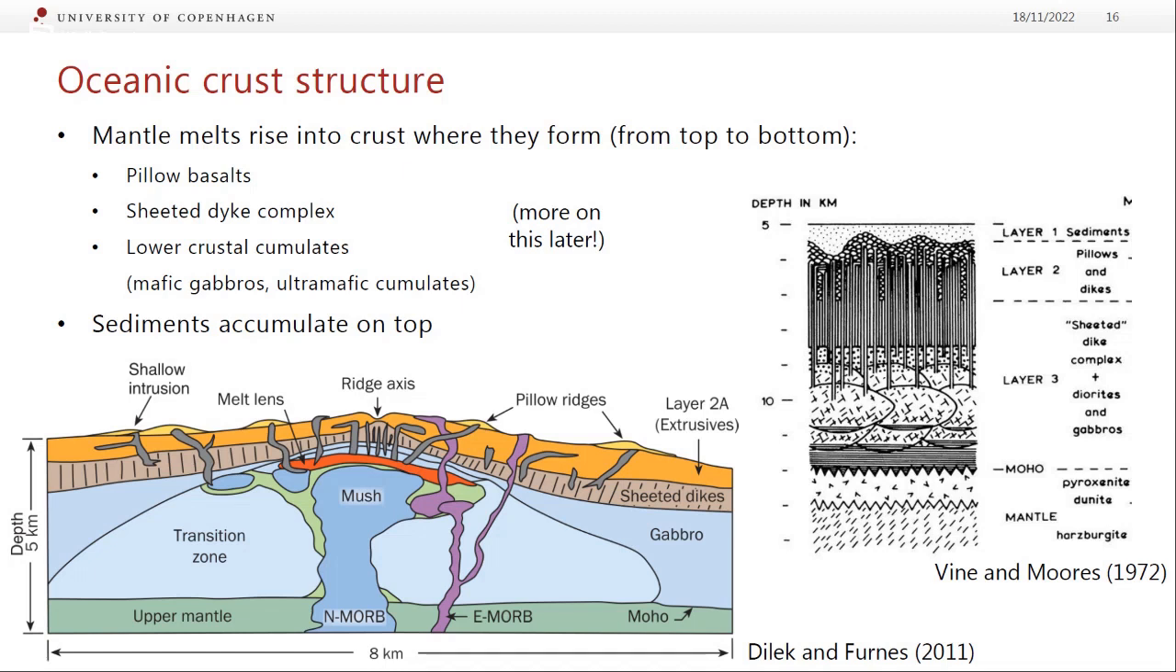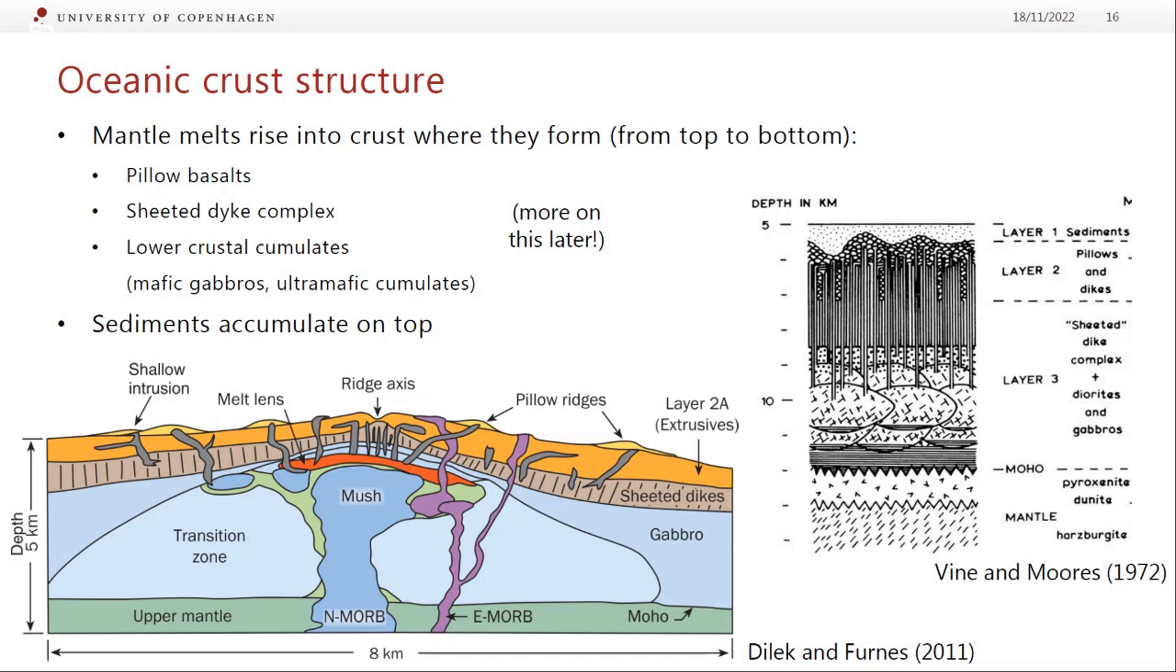And then underneath we have this huge zone of lower crustal cumulates. Here it's shown as a mush because this is supposed to be a snapshot of when it's happening at a mid-ocean ridge. So mush is just like a mix of crystals and magma. And then once these all crystallize, they become gabbros. It's an older diagram, but I think it shows it really nicely.